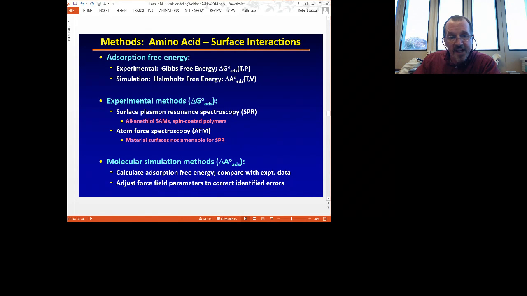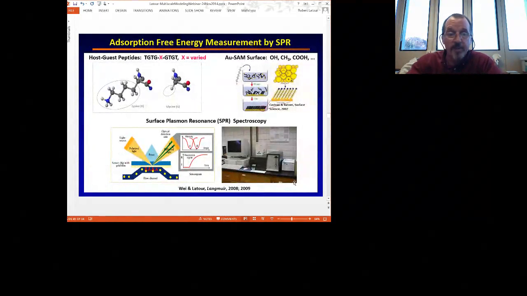And once you have this data and you can calculate it with your initial force field set, then you can compare your simulations with your experiment, and that tells you where you have to adjust the force field parameters to correct errors so you can properly represent the protein adsorption behavior. So I'll go into our experimental methods now for how we've measured free energy of adsorption.